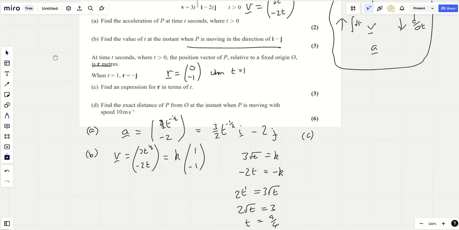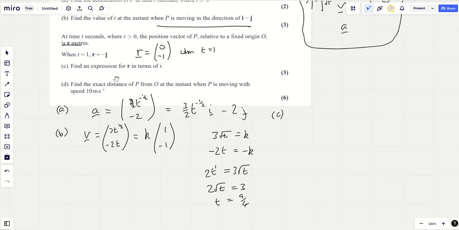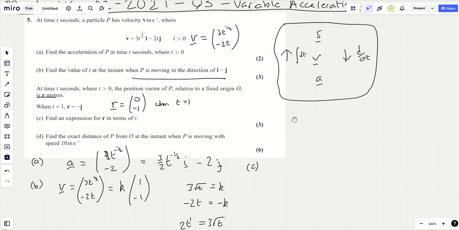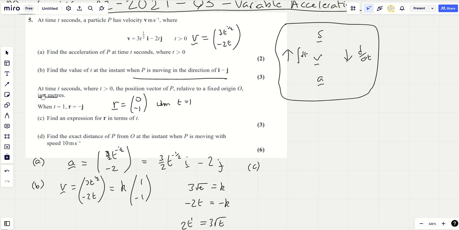And this is still the same object that we were dealing with earlier, P. And so let's find an expression for r in terms of t. Well, r is s. They are displacements. It's the general position of it. So we need to integrate our velocity vector there.